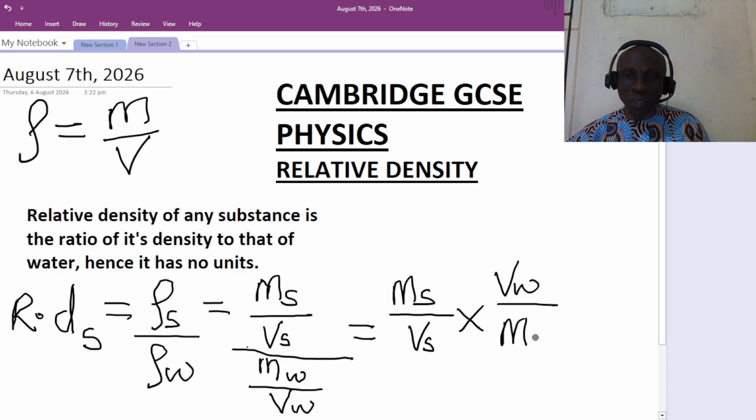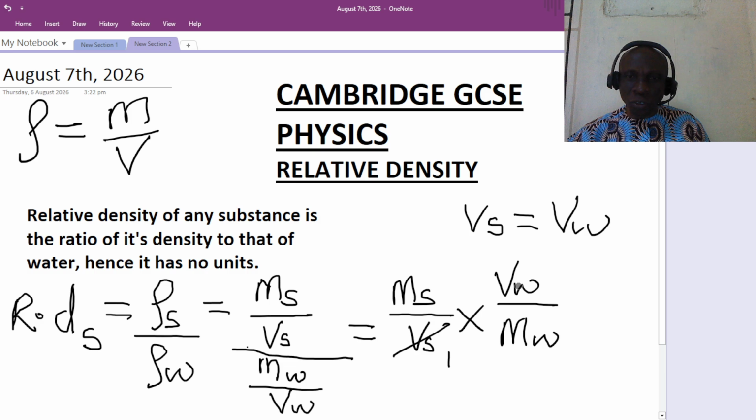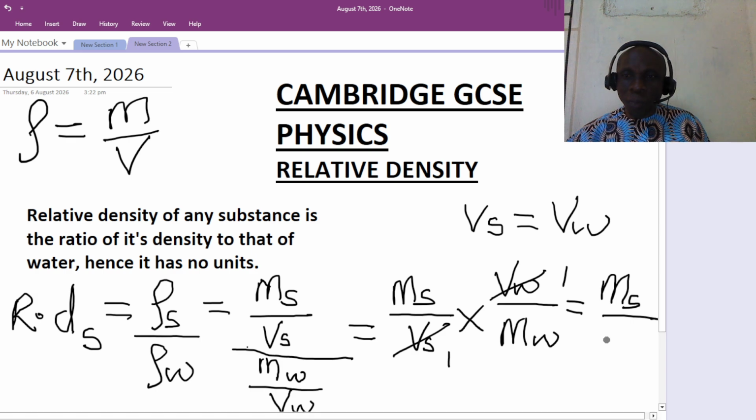Water. Now we are looking for a way to have relative density as a ratio of masses. The only way volume of the substance and volume of water will cancel out is if they are equal. You see, if volume of the substance equals volume of water, definitely these fractions will simply cancel off because we are looking at similar quantities. So that way we can go ahead and have the mass of the substance divided by what? Mass of water. Are we there?